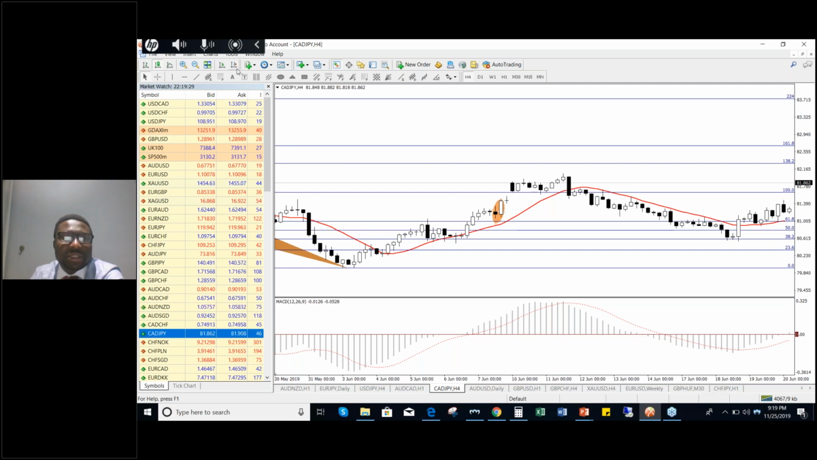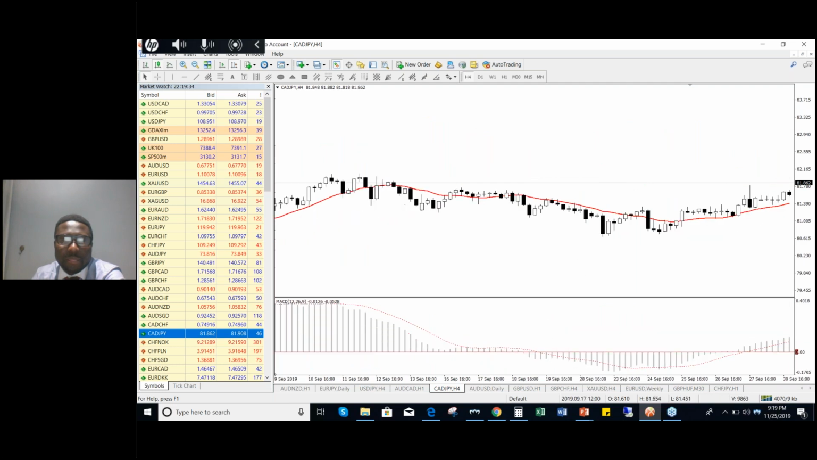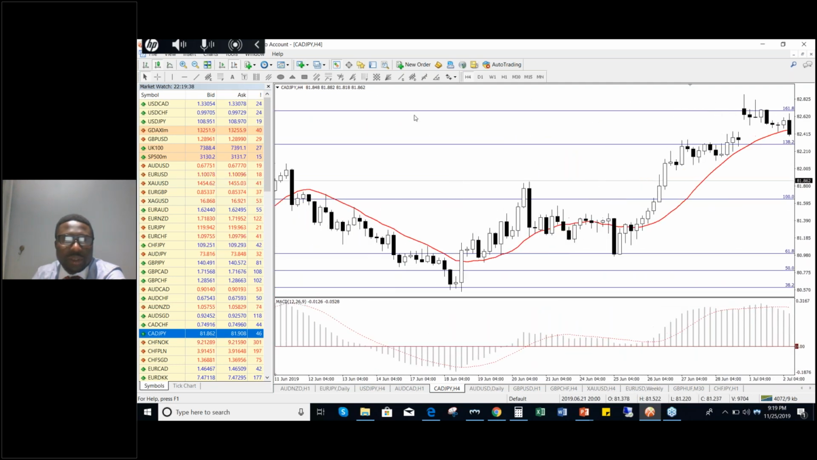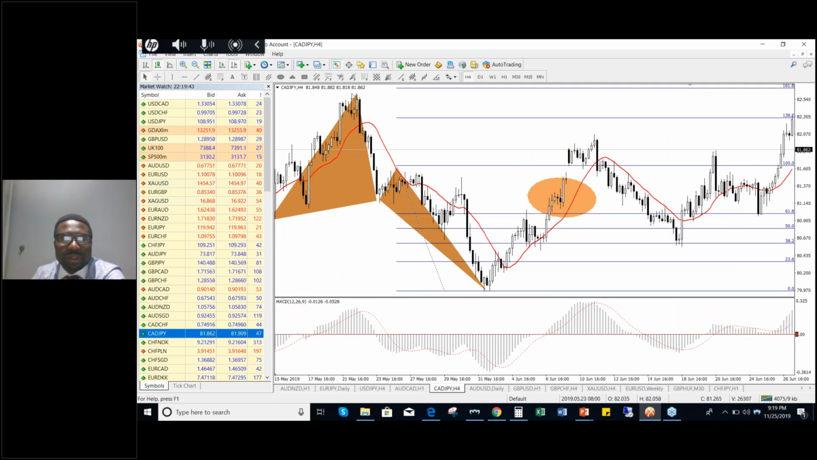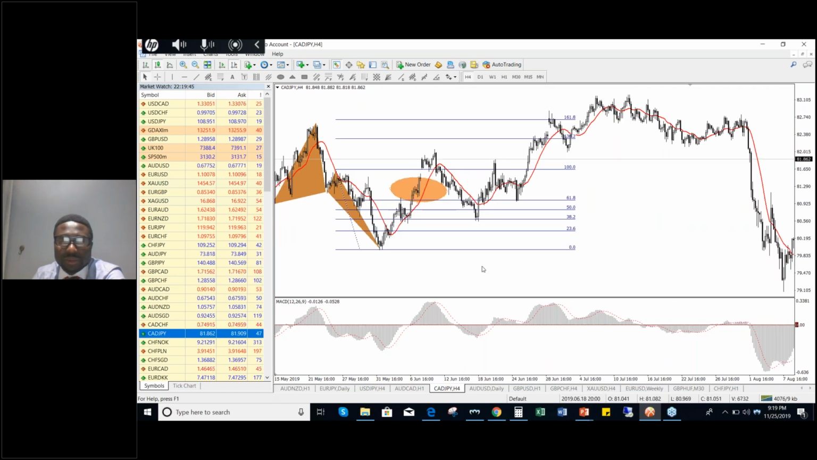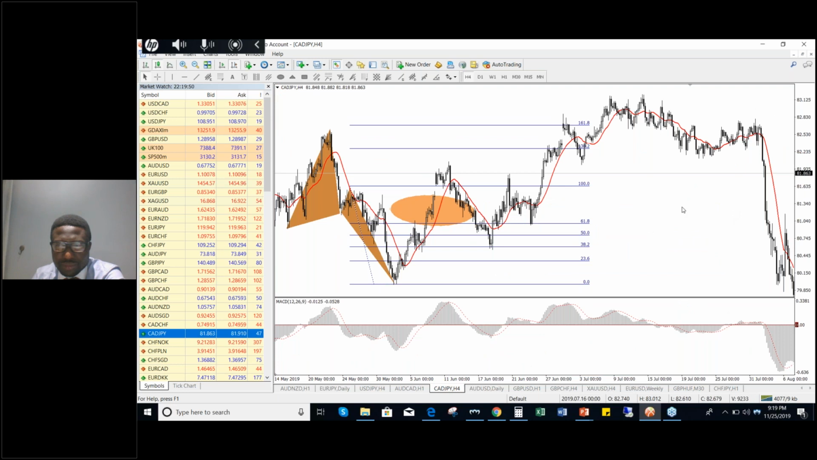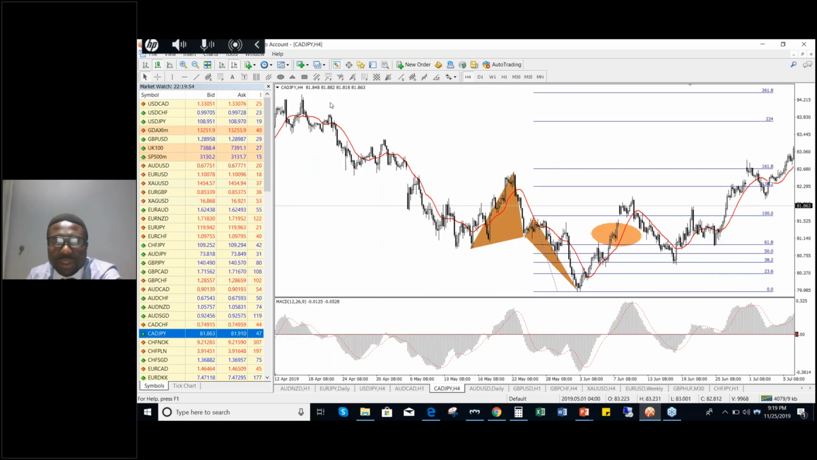So immediately after this formation, I have this entry, and then my stop loss is somewhere here, and I begin to buy.